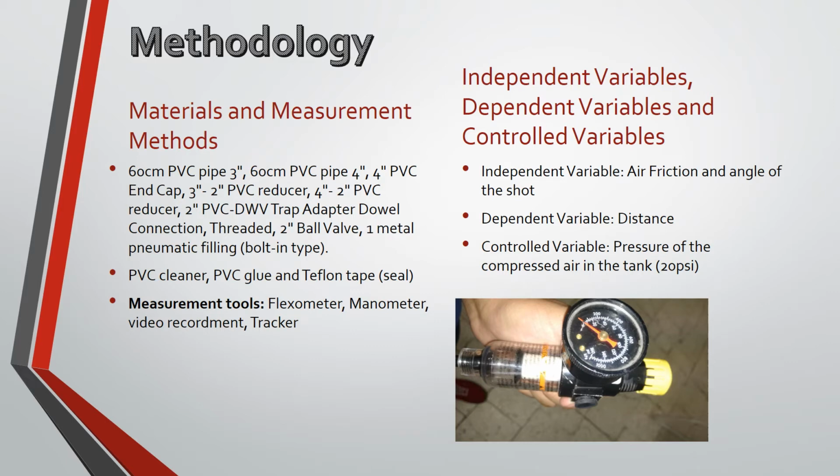In this experiment, there will be independent variables, dependent variables, and controlled variables. The independent variables are the air friction and the angle of the shot. The dependent variable is the distance, and the controlled variable is the pressure of the compressed air in the tank. In this case, I am using 20 psi.